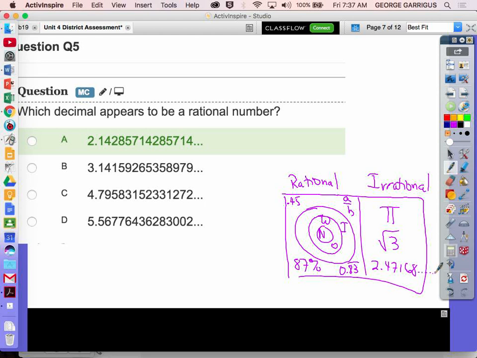So if you look at, some of these have patterns. And it says, which of these is a rational number? Well, if I look at this pattern, I can see 1, 4, 2, 8, 5, 7. Then it repeats again, and then it starts repeating again. So this is the only one that has a pattern. So that is why A is the rational number.